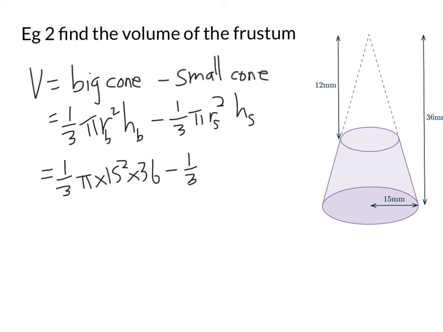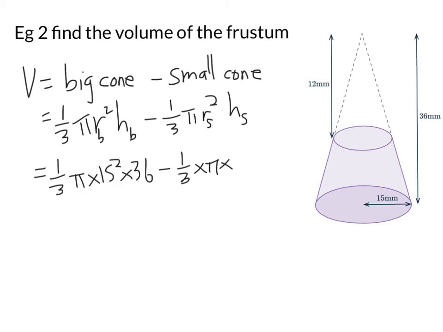The small cone: a third times pi times r squared times h. What's the radius of the small cone? Well, we don't actually know. It's not written there. So how are we going to work that out? Now this one's going to be quite a difficult way to do it until you get a better way in year 12. You can still do it in year 11, though. Hopefully lots of the ones that you do won't be as hard as this.